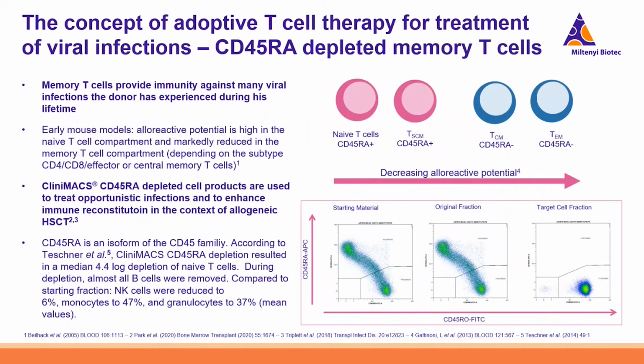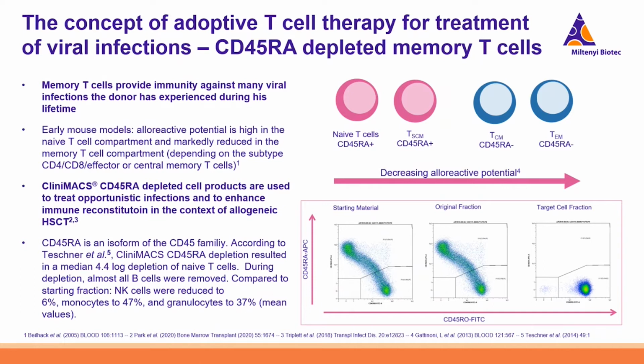Let us now take a look at the second possibility of producing cells against certain infections. Donor-derived CD45RA depleted cell products have been used in the field of allogeneic HSCT. Memory T cells provide immunity against many viral infections that the donor has experienced during his lifetime. Prior to clinical application, it was shown in mouse models that the alloreactive potential is high in the naive T cell compartment and significantly reduced in the memory T cell compartment.